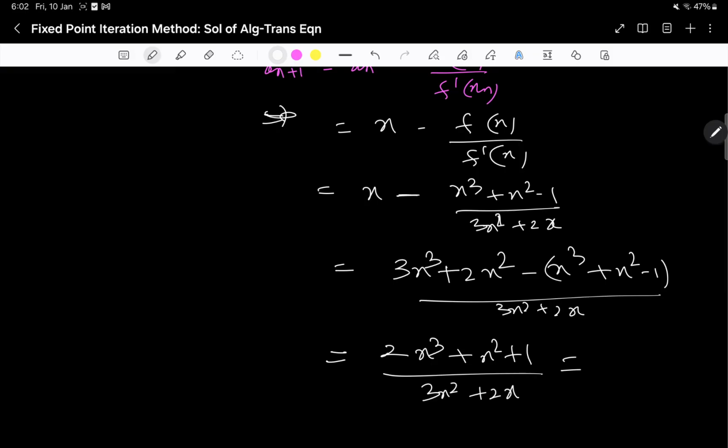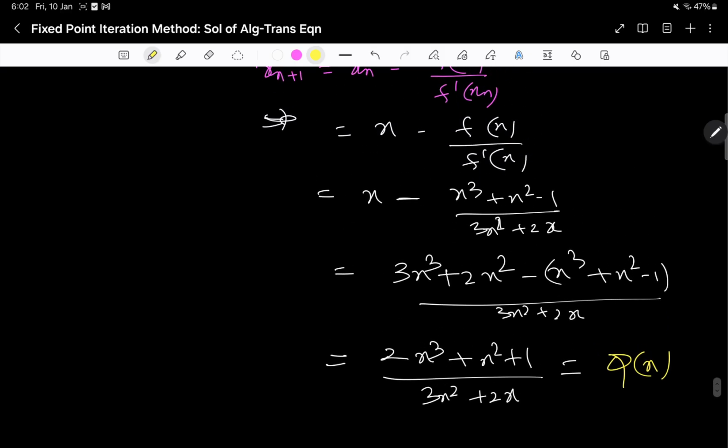So this can be taken as phi x, okay. So how to get it? You see now how to get it. So now this is phi x. So how to get this phi x, okay.